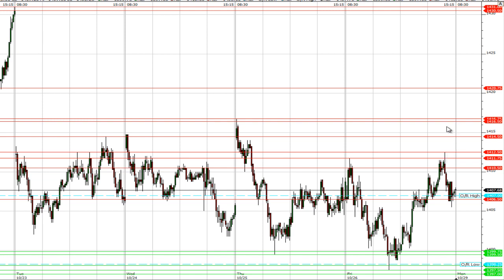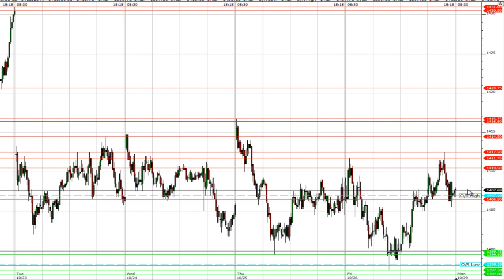However, if we try to break out here above this, the whole balance, and we fail, that means responsive sellers have entered. They're probably going to take us and rotate us back all the way down to the high volume node of this balance area once again.